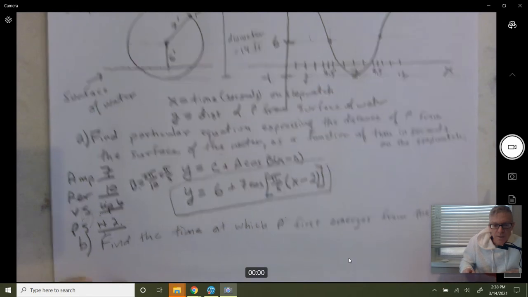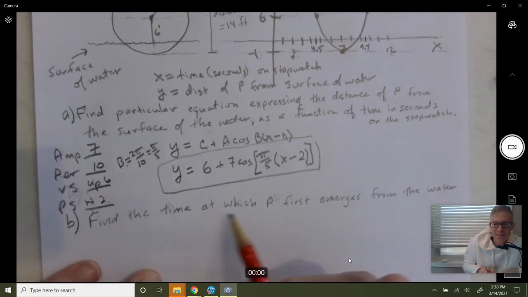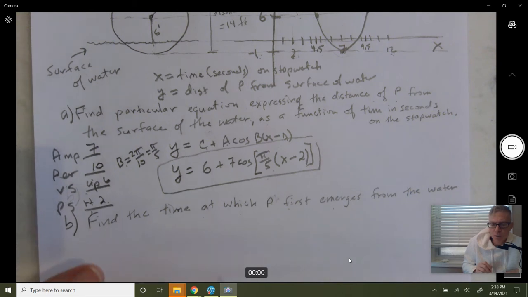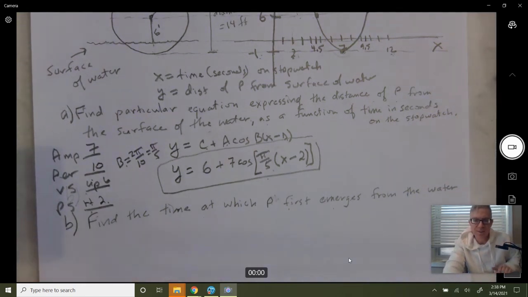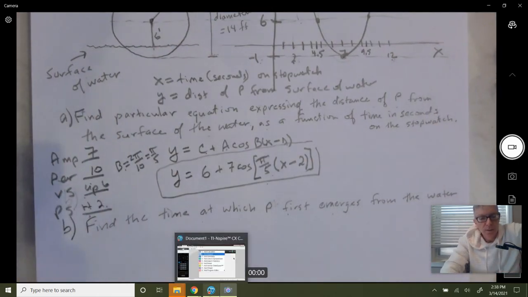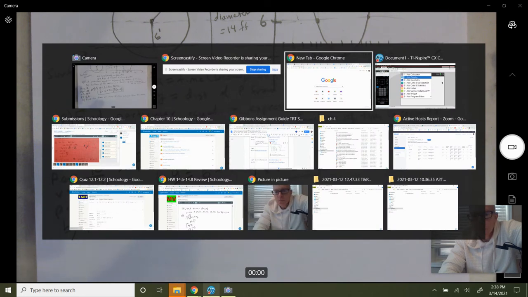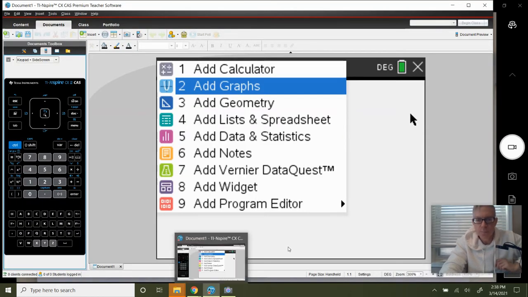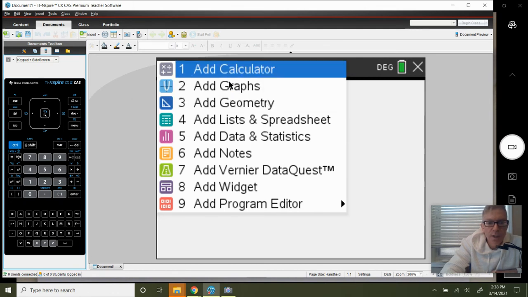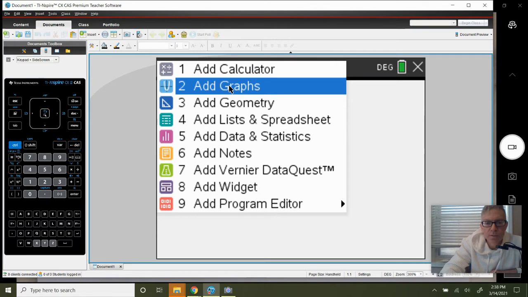parentheses x minus 2. Okay, now find the time at which P first emerges from the water. And we're strictly going to do this on the calculator. Okay, so I'm going to show you on the calculator. I'm going to type this equation into your calculator. Let's go to here. Okay, and we're going to add a graph. So you could go to your home page, just add a new page, add a graphing page.